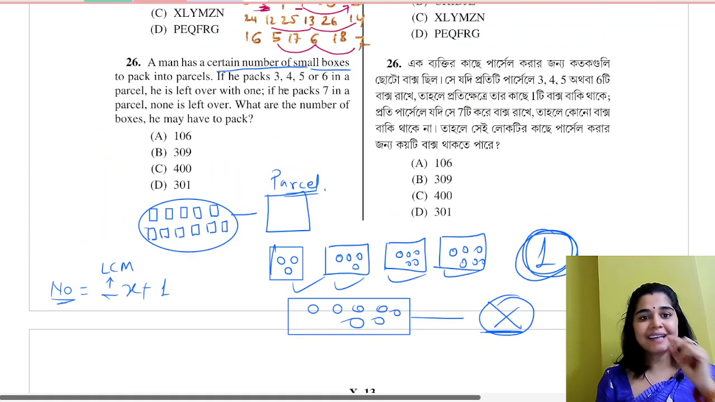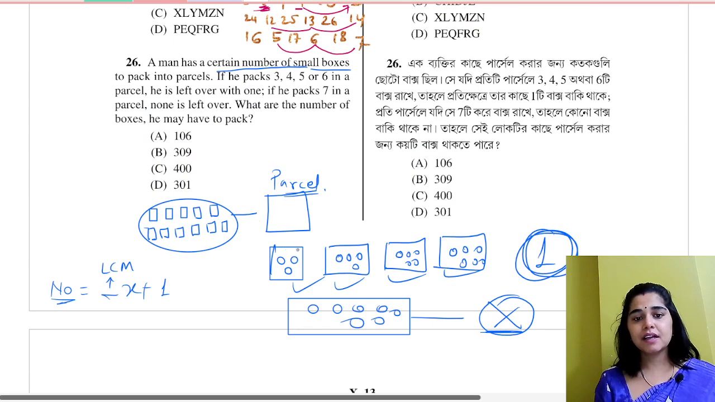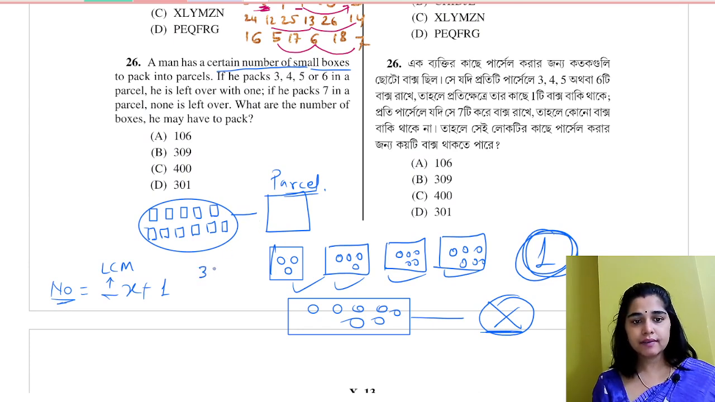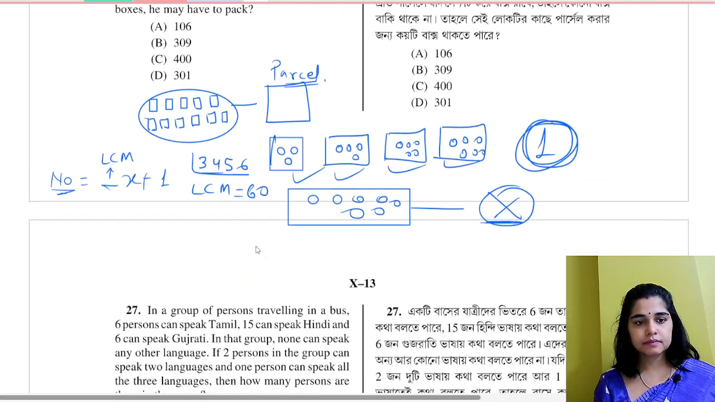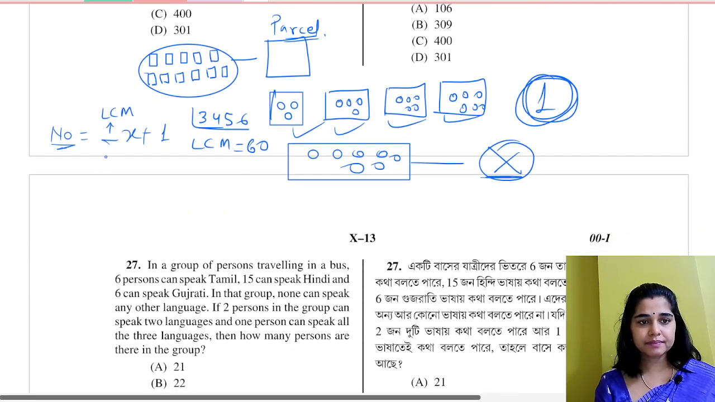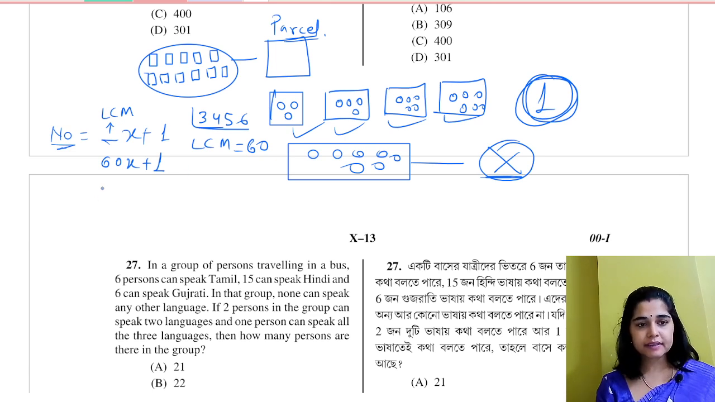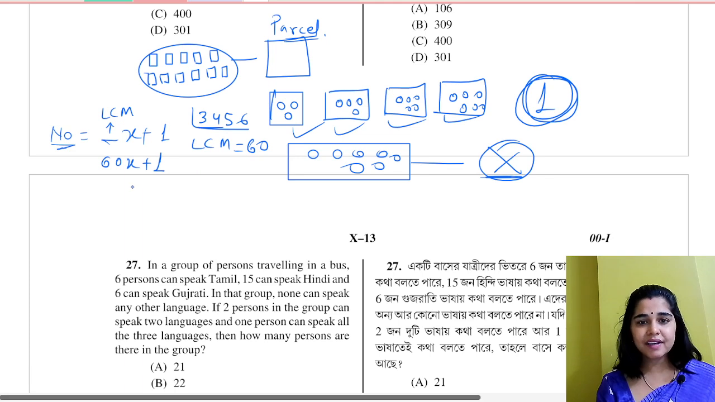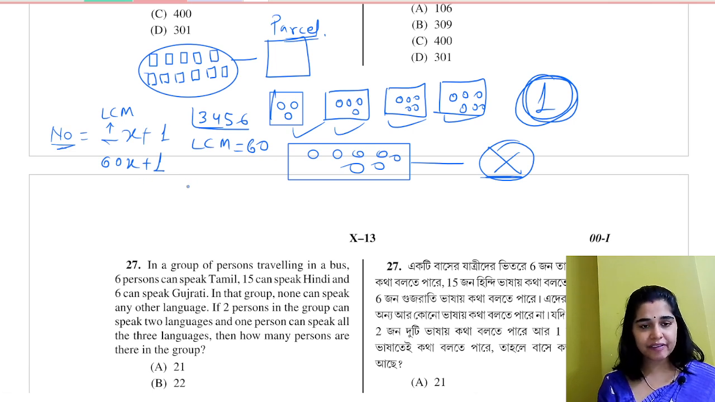They are saying if you pack 3, 4, 5 and 6 in a parcel, we have to take the LCM of them. If you take the LCM, you will find the LCM is 60. Just keep here 60x plus 1. And they have said in the question that if they pack 7 small boxes into the parcel, then nothing will be left over. So just divide by 7.